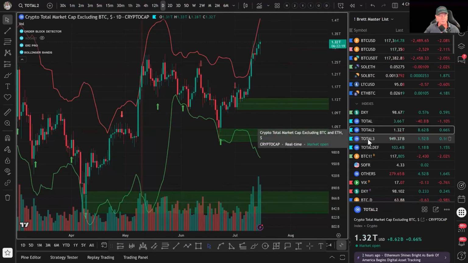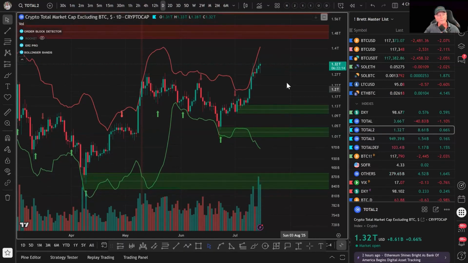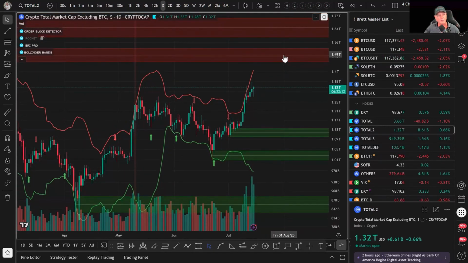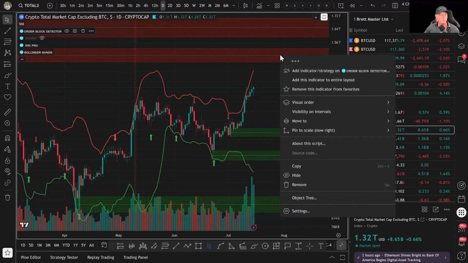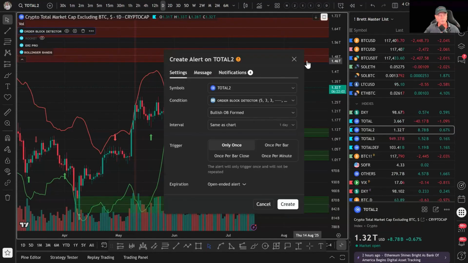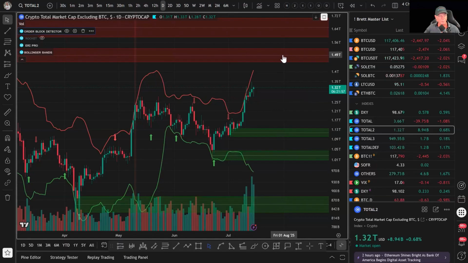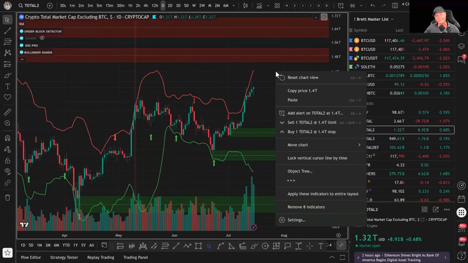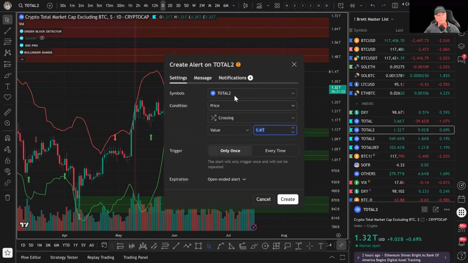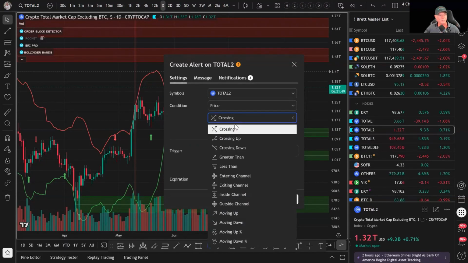Interesting. So Bitcoin's dragging this down. Total 2 is up still, and there we have a big sell block overhead. So I'm going to set an alert here at 1.49 trillion to take some profits. Sometimes it wants to do an alert on the order block detector itself. I don't like to do that. I like to do it right at the price of 1.49 trillion. And cross. So on total 2, condition: price crossing up.